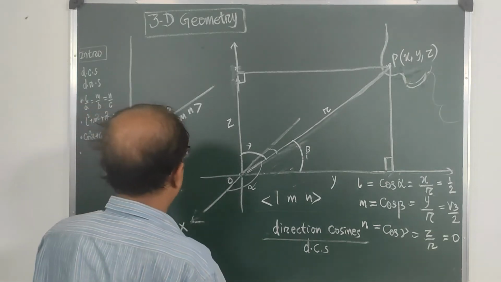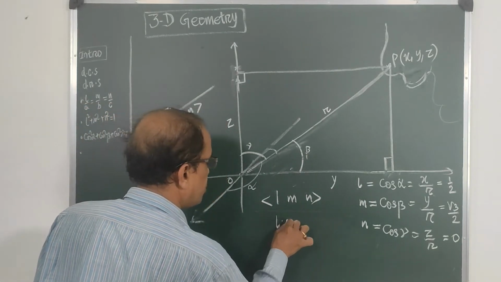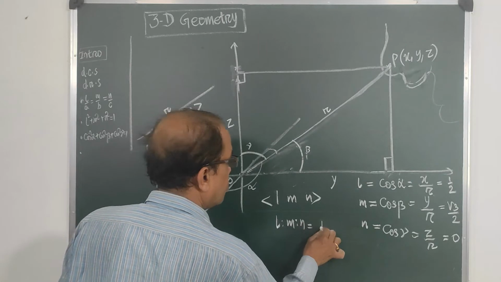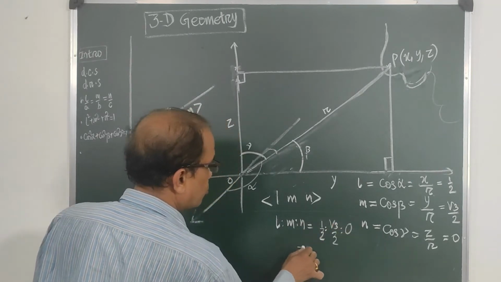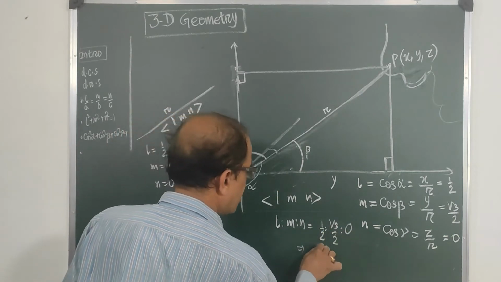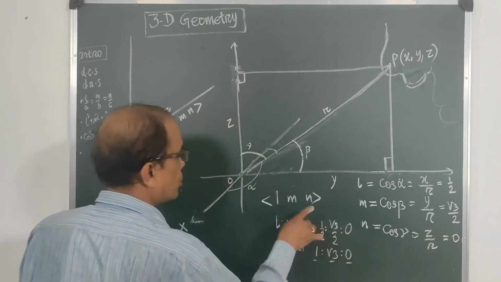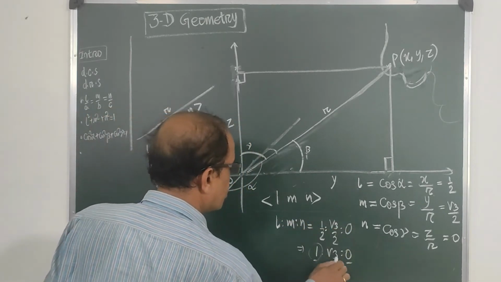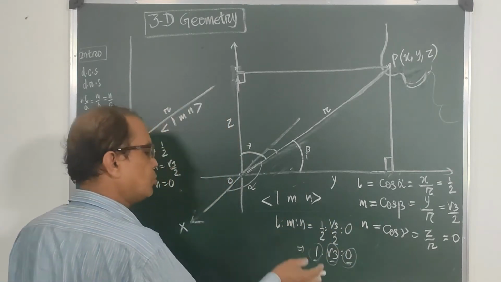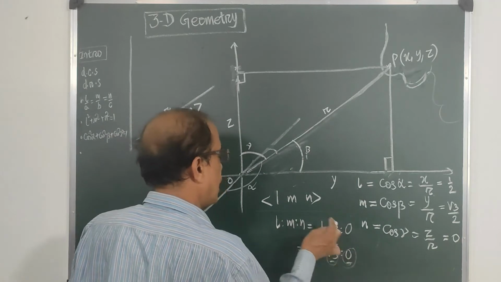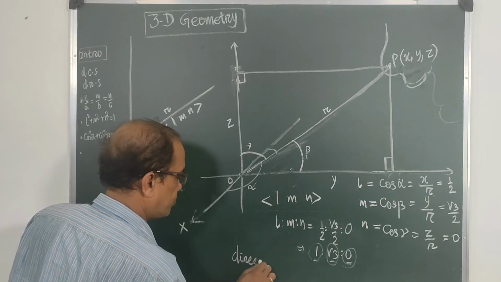Then what do we get when we find L is to M is to N? It will be 1 by 2 upon root 3 by 2 upon 0, multiply 2 to each. So you get 1 is to root 3 is to 0. These are three different numbers, and these values are found from the ratio of the direction cosines, so they are called direction ratios.